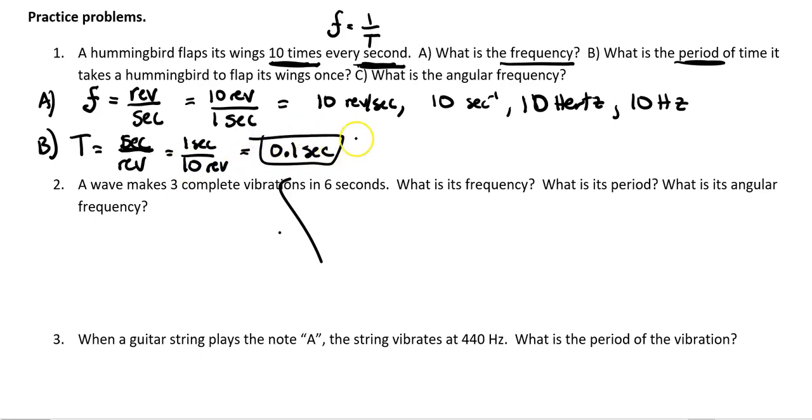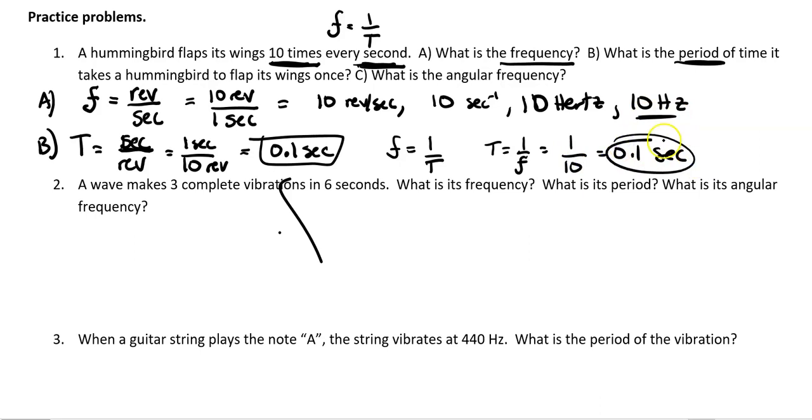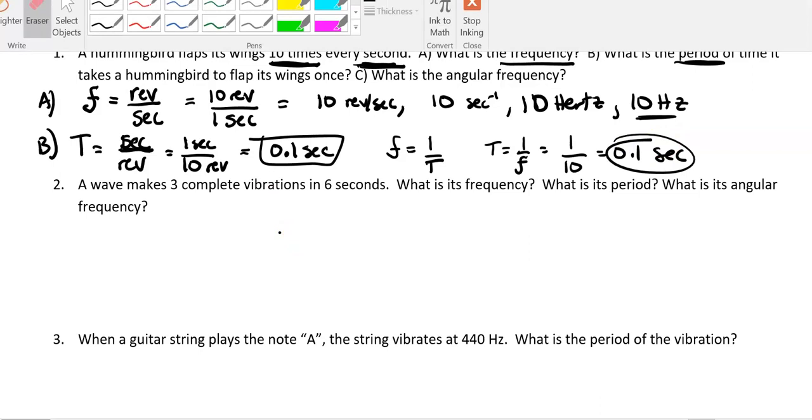You can also use your equation where frequency is 1 over period, or period is 1 over f. So 1 over, we found the frequency to be 10, and that will also get us 0.1 seconds. Cool. Should erase my little scribble mark. Sorry about that.